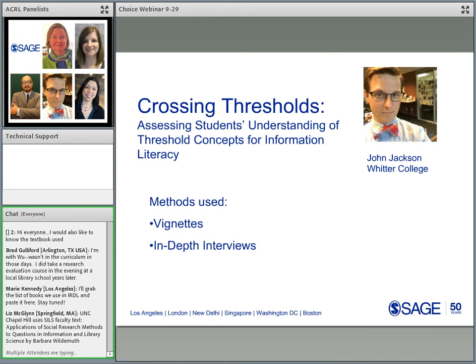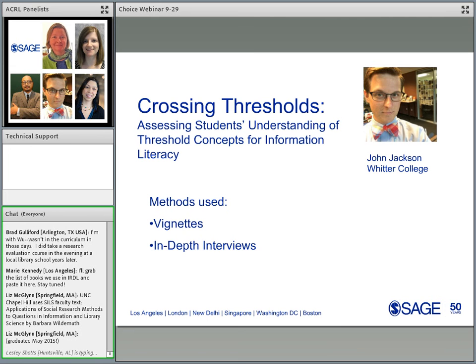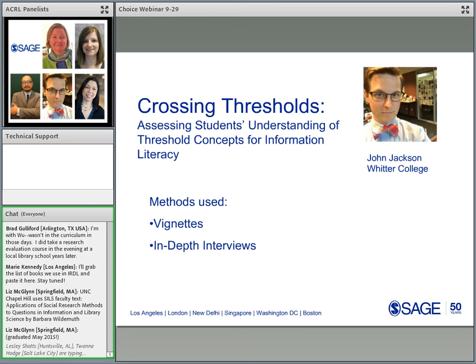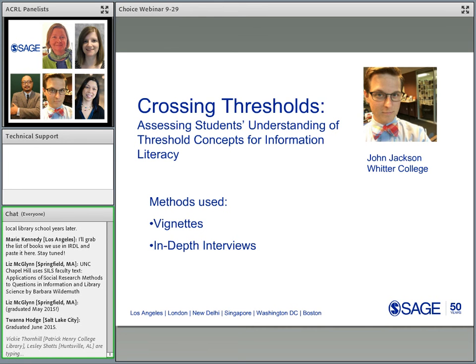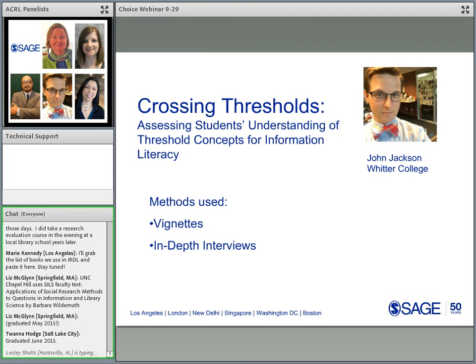So that then led me to my second question, which was, how do students actually value these threshold concepts? If we could answer that question, then we could determine best strategies for designing a threshold-based approach to information literacy in the classroom. So in order to figure out how I could measure how a student values an information literacy concept within the context of threshold concepts, I'm using a methodology called vignettes.